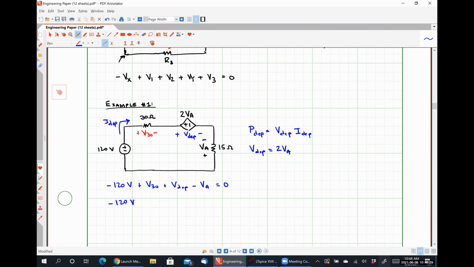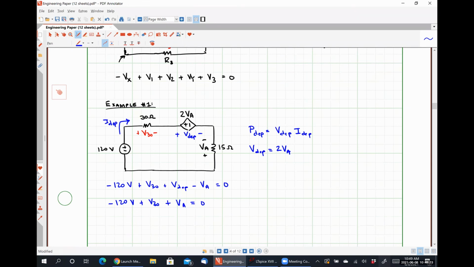And there's a simplification that I can make right now. My negative 120 volts is going to stay. My V30 is going to stay. But I could say that V dependent is twice VA, and then from that I have minus VA. So this is going to look like now plus VA is equal to 0. Is everybody okay with that simplification? Yes, sir. Okay, if I need to break it down tiny step by tiny step, I'm happy to do it, but if we can go with this, then that's fine.